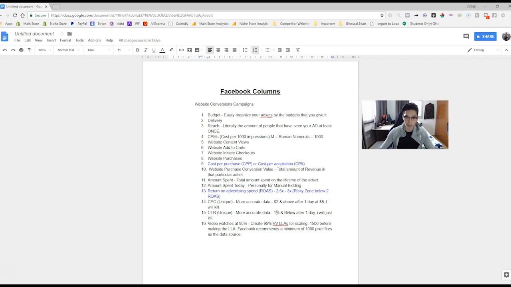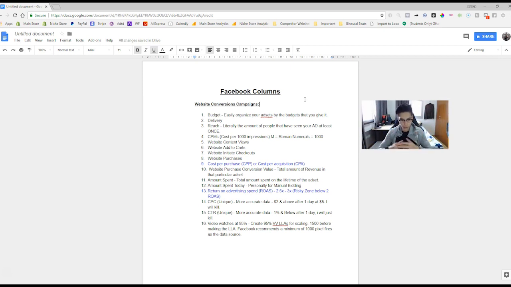So this is my Facebook columns for Facebook ads website conversion campaigns. Alright, guys. So you want to make sure that you're looking at the correct metrics. You want to make sure that you're looking at the correct stuff. So this is the columns that I use right now. It is extremely helpful. The moment I log into my Facebook Ads Manager, I just look at all these things and boom, right? I immediately know whether or not my website is going to work or not.